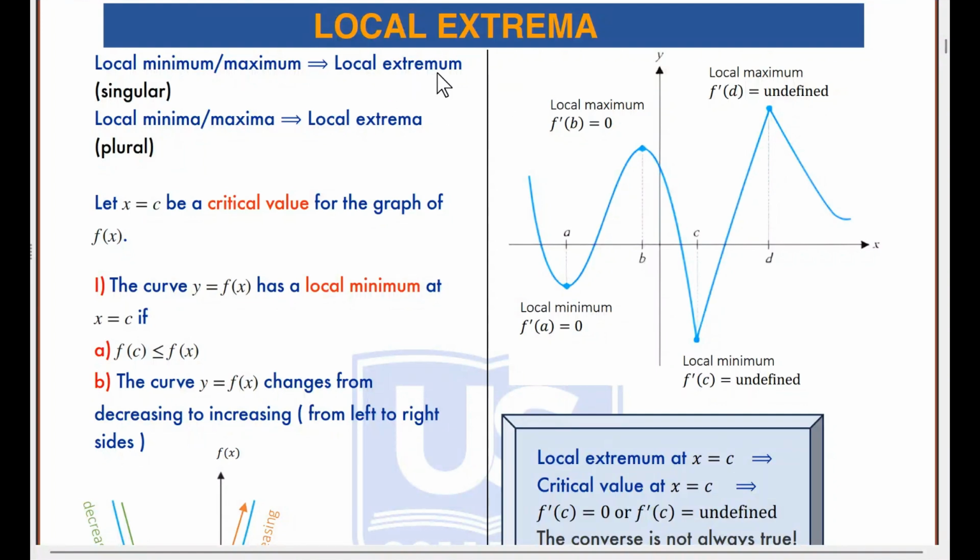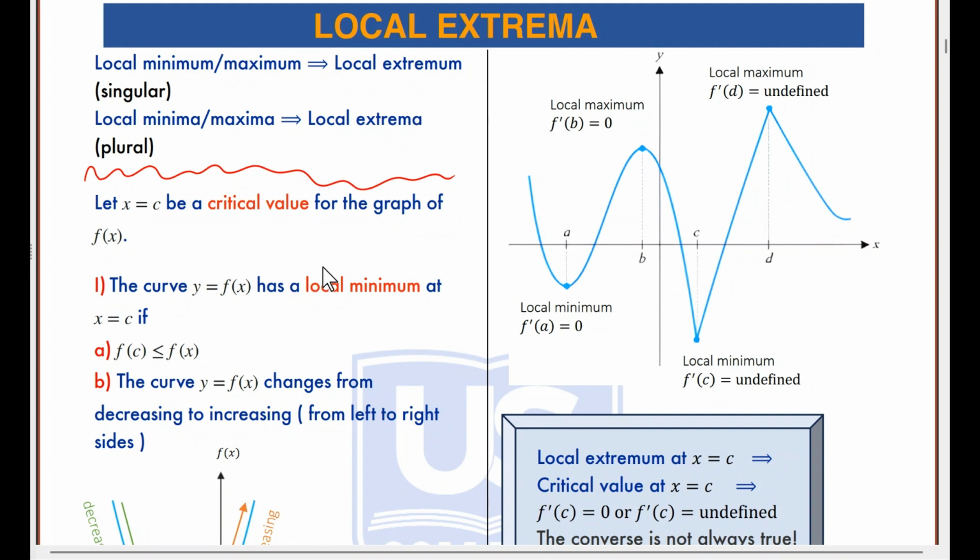When we say local extremum, we are talking about a single point that has a minimum or maximum, just a singular point. But when we say local extrema, we are talking about many points, local minima or local maxima. We have more than 1 point. So the plural version of local extremum is local extrema. The plural version of local minimum and maximum is local minima, local maxima. So to understand questions, knowing this vocabulary is important, of course.